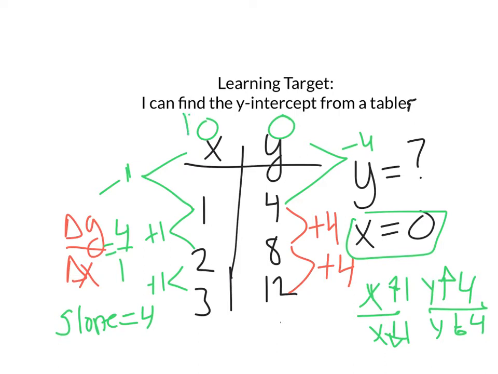So we would see that when x is 0, y is 0. This is a proportional table, and my y-intercept would be 0. So that's one way of doing it, with scaling up and down. I just wanted to show you that, but the way that I'd like to teach you is this way.